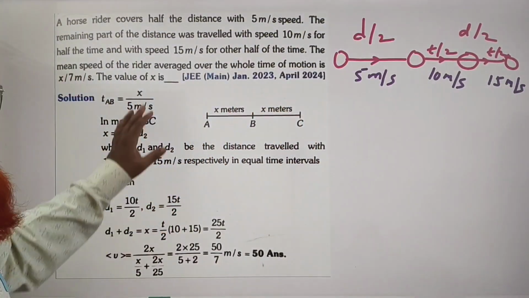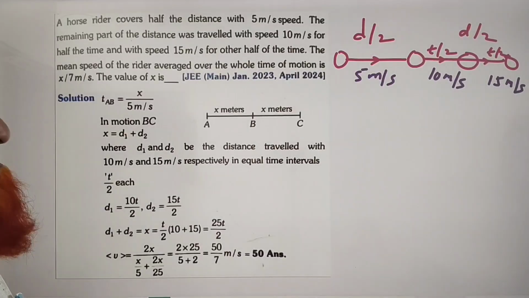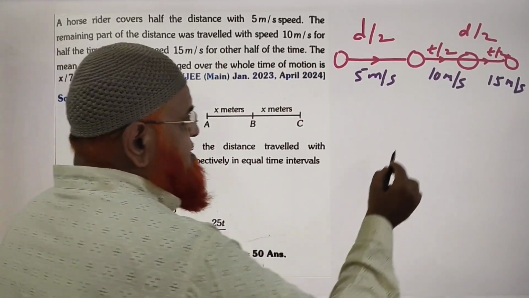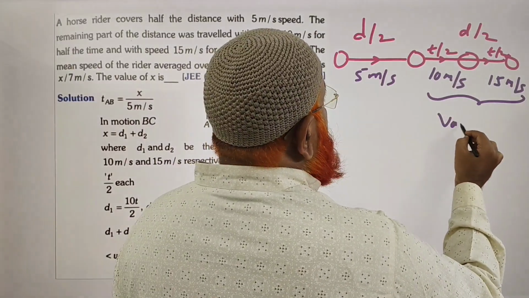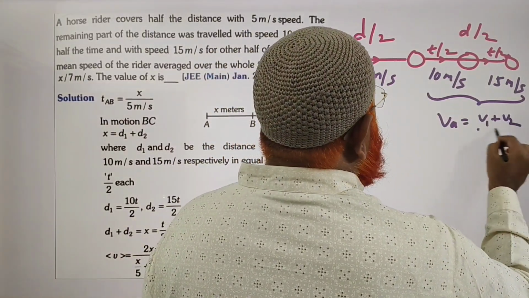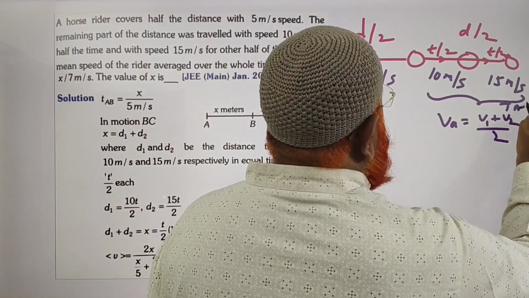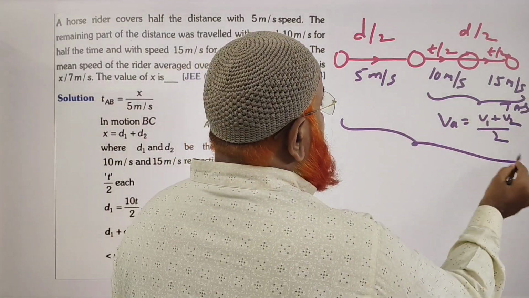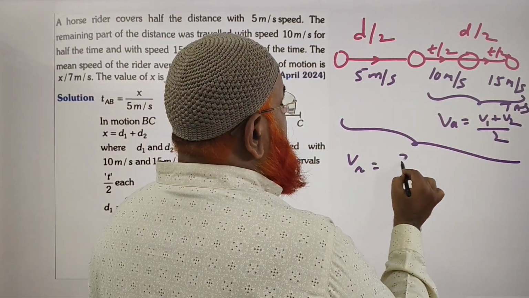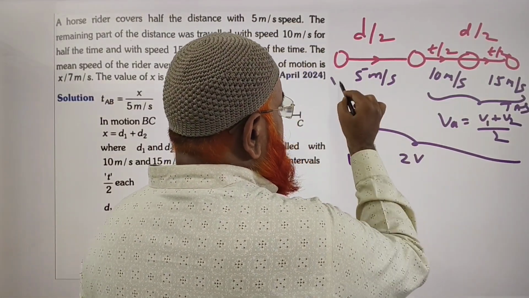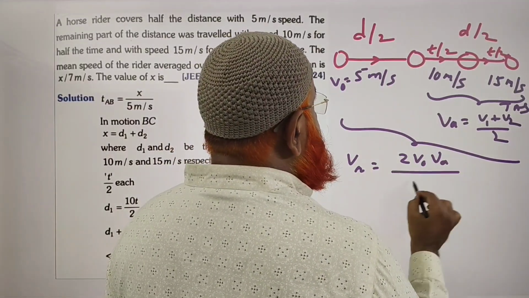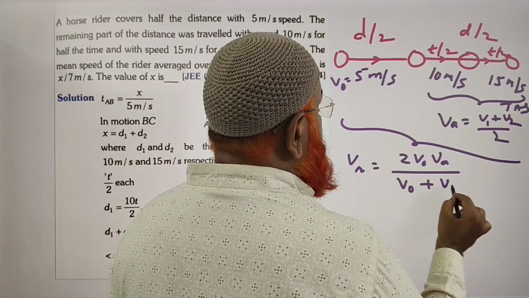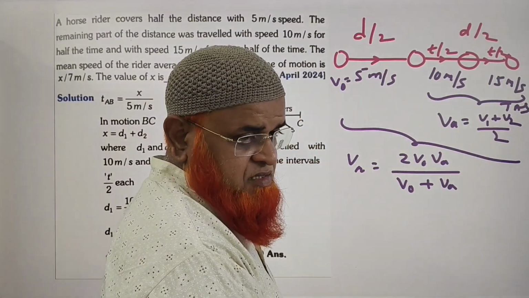Okay, so for this I have given you already one formula. What is that? First, these are the halves of the times now. So the average is nothing but (V1 plus V2) by 2, because this is a time average speed. And now what is this going to be? V average is 2 V1 V2 by (V1 plus V2). This is our formula for half distance.